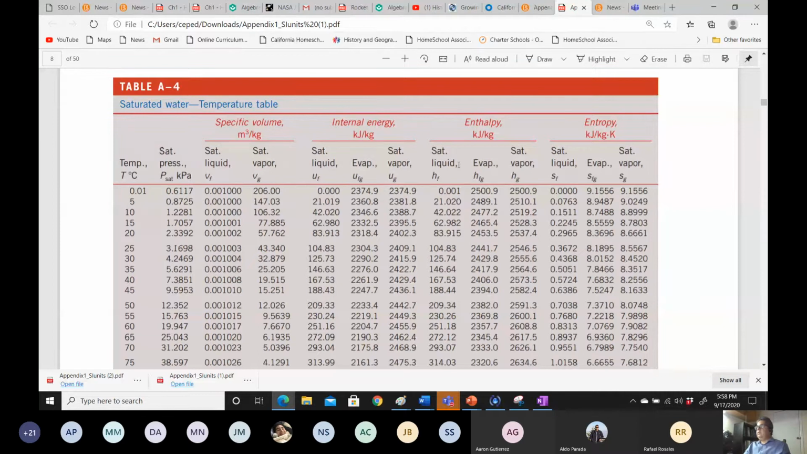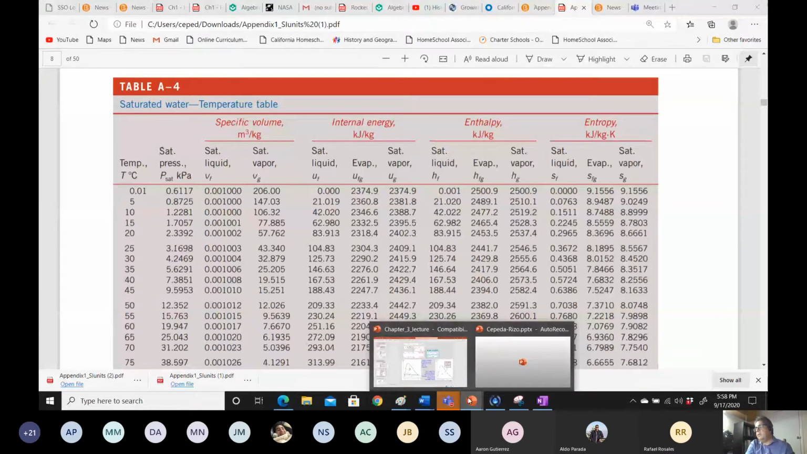And then there's entropy, which is chapter 6. I'll explain that when we get to that point. But this one's U, this one's H, and this is S. And X always represents the mass ratio. Exactly, X is the mass ratio here: the mass of the vapor divided by the total mass of the system, or vapor plus liquid.